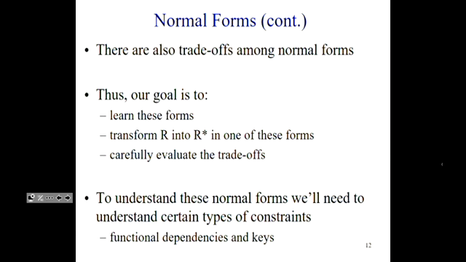Like I said, there are trade-offs between these normal forms. Some of them opt for performance, some of them opt for redundancy, some of them opt for what is called dependency preserving properties. We will get into that later, but our overall goal is to learn these forms and try to figure out how to convert from one to the other, or rather from the original relation to one of these normal forms, and also understand the trade-offs between them. But before that, we need to understand the notions of functional dependencies and keys. So that's going to be the topic of the rest of this class.